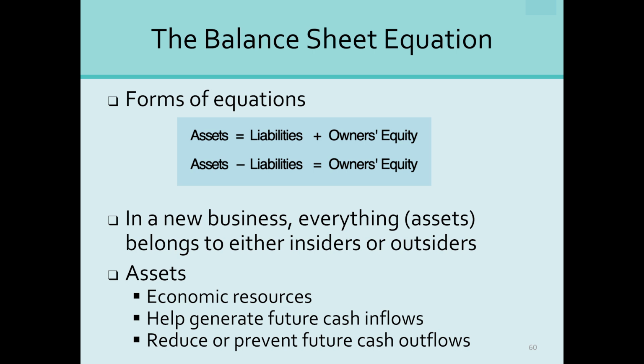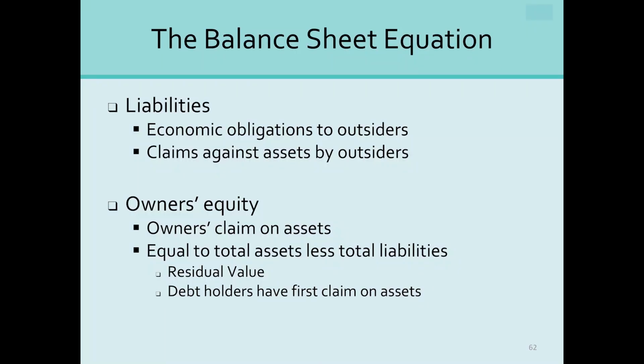So, assets are economic resources that help generate future inflows and reduce or prevent future cash outflows, which we already understand. So, just read the theory on your own. Liabilities are obligations to outsiders, and equity we already know is a residual claim.